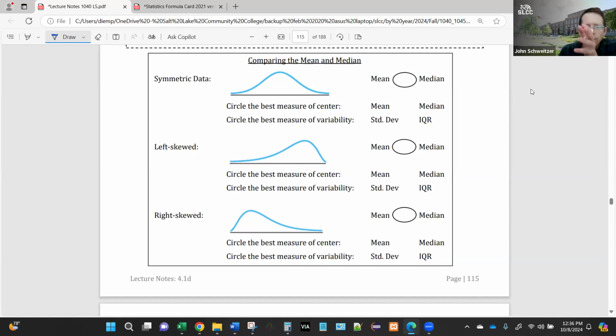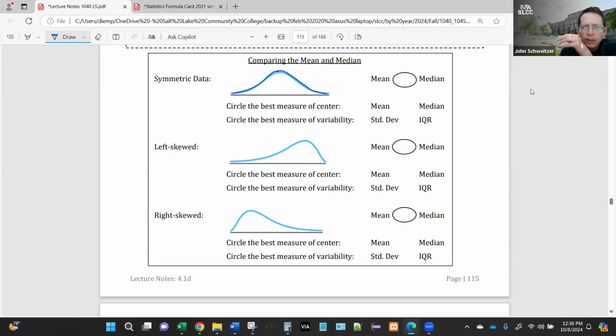So what are our 3 or 4 different kinds of shapes? We have the bell-shaped curve, which is symmetric. We have left skewed, we have right skewed, and we briefly mentioned the uniform. Let's ignore the uniform for right now. In a symmetric distribution, we have one peak in the middle, a tail on the left, a tail on the right, and the two tails are roughly the same.